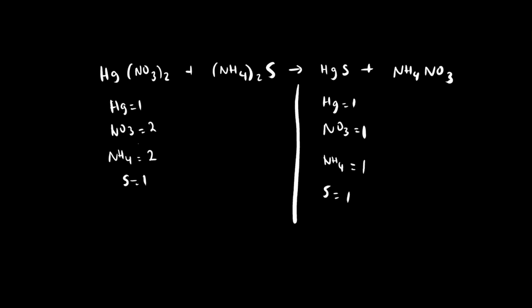So we need to balance the nitrate and the ammonium group. Let's start off with the nitrate. So we have 2 on the left and we have 1 on the right. Least common multiple of 2 and 1 is 2. So let's introduce a coefficient of 2. So now we have 2 ammonium groups on the right and then 2 nitrate groups on the right. So now our equation is balanced.